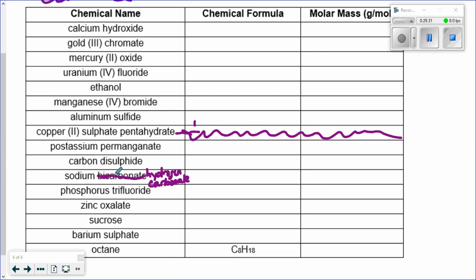So just if you get stuck there. So again, pause it and write out the chemical formulas. Then I will write all of mine down, double check it, and then we'll pause the video again and you'll calculate the molar mass and make sure that you can get it right. So pause the video now and write out your chemical formulas for all of these.